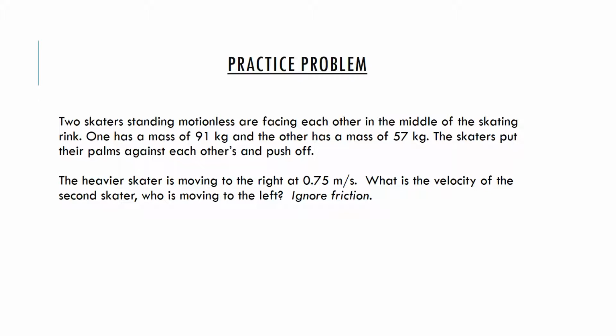All right, so I have a practice problem. 2 skaters are standing motionless, facing each other in the middle of a skating rink. One has a mass of 91 kilograms and the other has a mass of 57 kilograms. The skaters put their palms against each other and push off. The heavier skater is moving to the right at 0.75 meters per second. What is the velocity of the second skater who is moving to the left? And we're going to ignore friction.